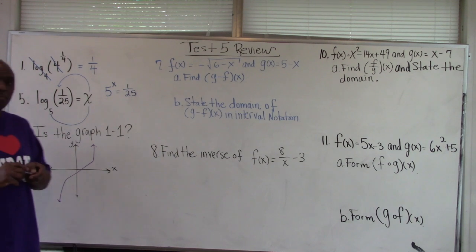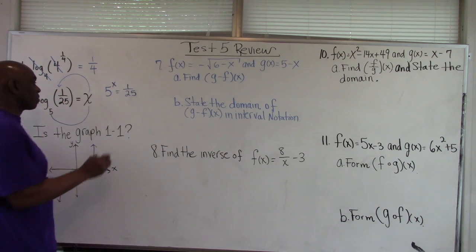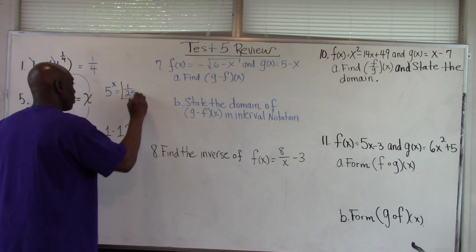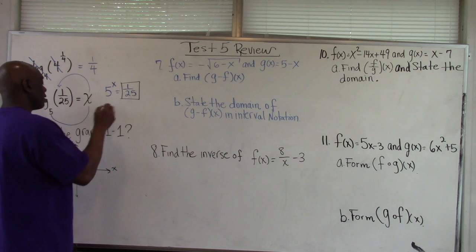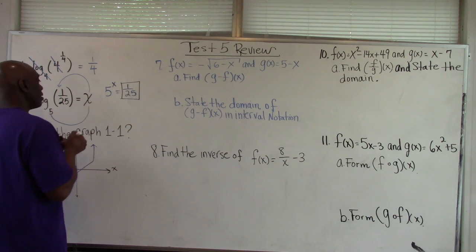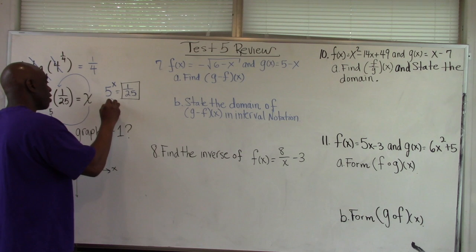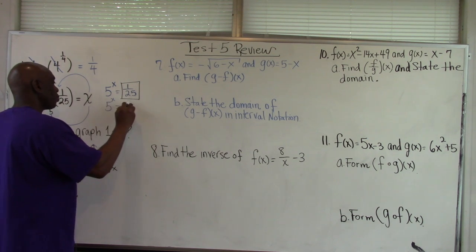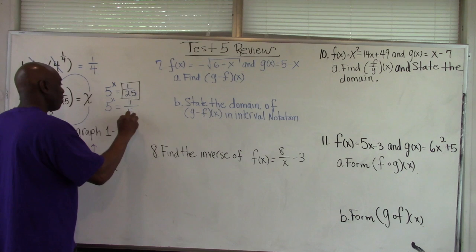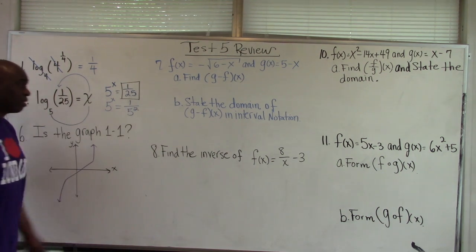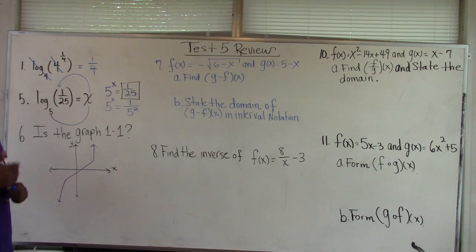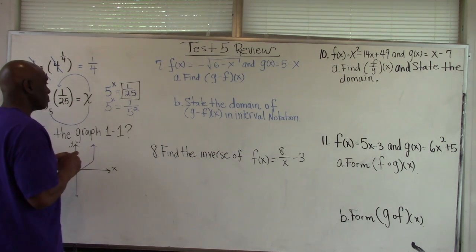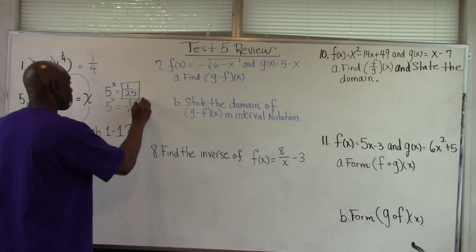Okay, so far so good. Alright, now work on this. Work on 1/25. Work on that. Why don't you rewrite that? Alright, and if I rewrite it, that's going to give me 5 to the power of x equals 1/5 squared, because 25 is 5 squared. Alright, continue to work with it. Rewrite it again.